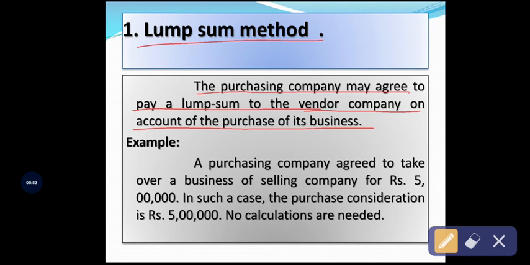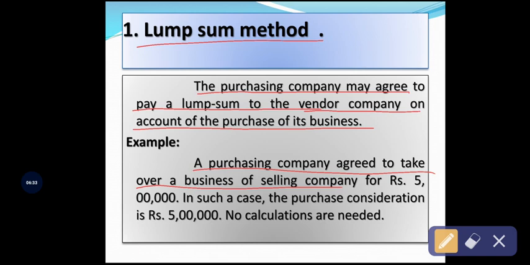See, for example, a purchasing company agreed to take over the business of a selling company. As I have already explained in the example, if A company transfers its assets and liabilities to B company, then B company becomes the purchasing company and A company becomes the seller company or vendor company. For taking over assets and liabilities from A company, B company will pay some amount, that is some purchase consideration, to A company.